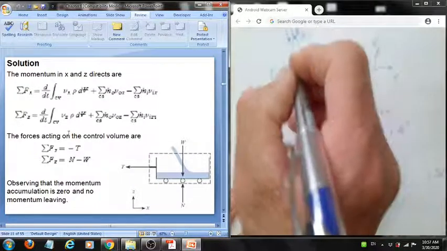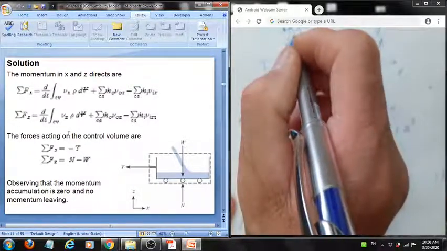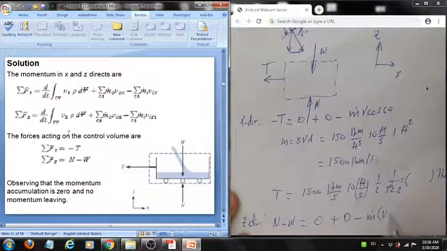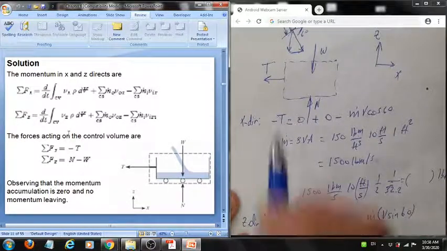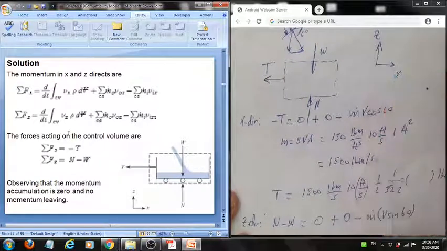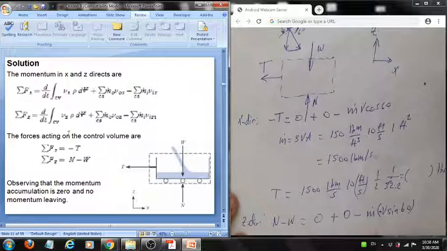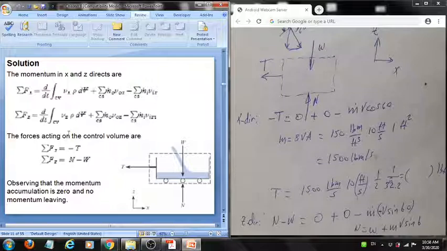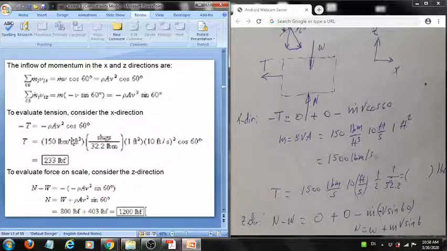Now this is the component velocity in the z direction, so it will be V sine 60, but we recognize this is in the negative z direction, so we have to place a negative here. So in this case, it will lead to normal being equal to weight plus this magnitude, which is due to the momentum change, or the momentum flux. Again, we have to pay attention to the units when we talk about the British system.